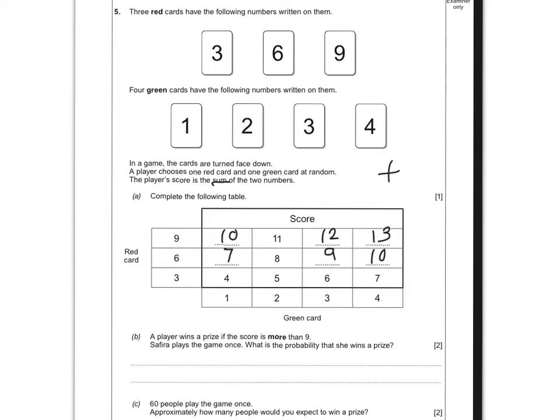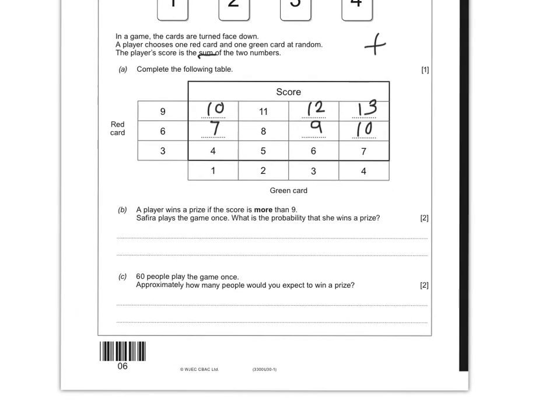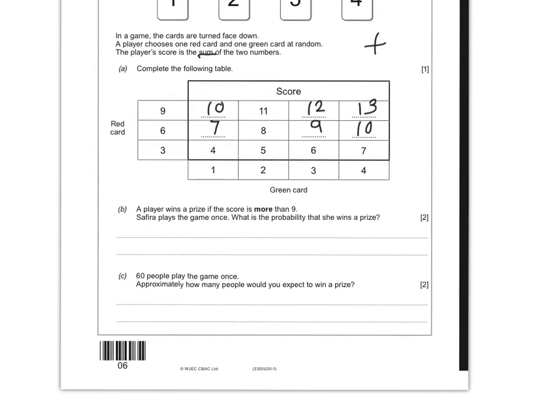Part B then. A player wins a prize if the score is more than 9. Sophia plays the game once. What is the probability that she wins a prize? So again, more than 9. That means we don't want to include the number 9. So we go through and say that the number of scores above 9 is 1, 2, 3, 4, 5. So we have 5 opportunities where we can get a score greater than 9.